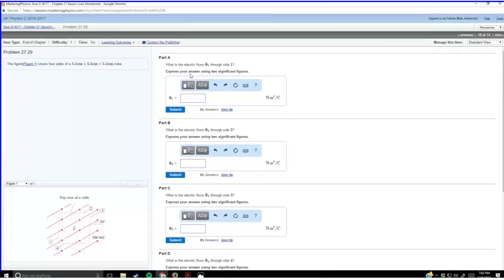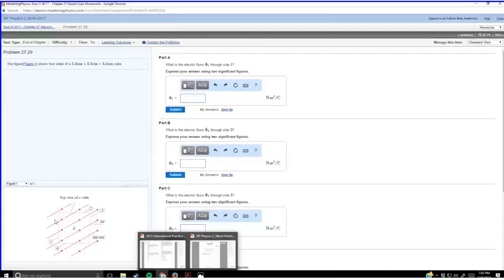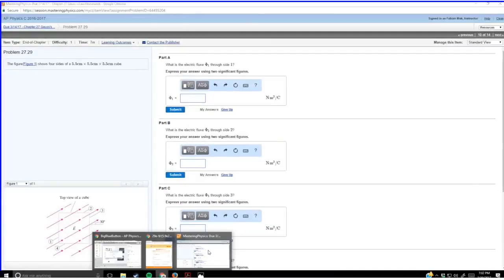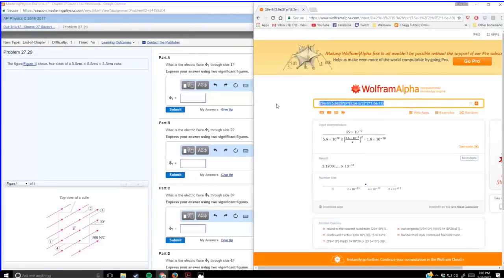Okay, so let's look at each face. Face 1 is the left-hand side. It is essentially, you can do cosine of 150, or you can do the negative cosine of 30. But 1.5125.